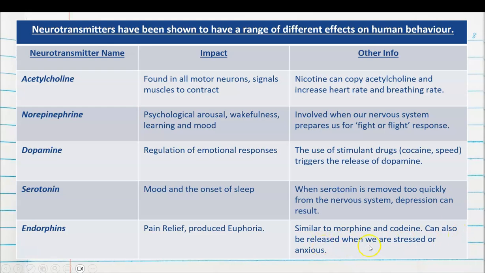Endorphins can also be released when we are stressed or anxious, but that can also be translated into good stress, or eustress, which is like excitement. It's similar to morphine and codeine in terms of having certain pain relieving functions as well. There are more neurotransmitters, but that's what we focus on at Year 11 level.